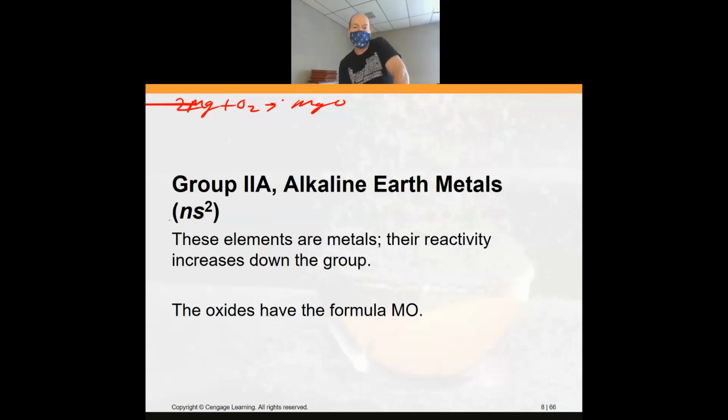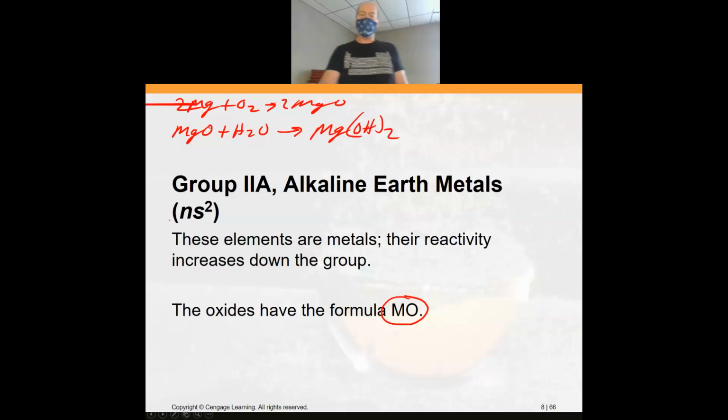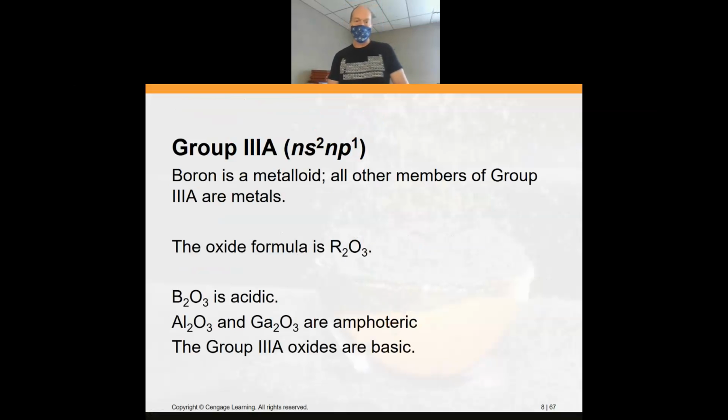To here, to there. And so that's why the formula for column 2 is going to be the metal with oxygen. Again, you take that and you add water. When you have a metal oxide with water, it's going to form a base, Mg(OH)2. So we did group 2 already with our magnesium. Group 3, right?